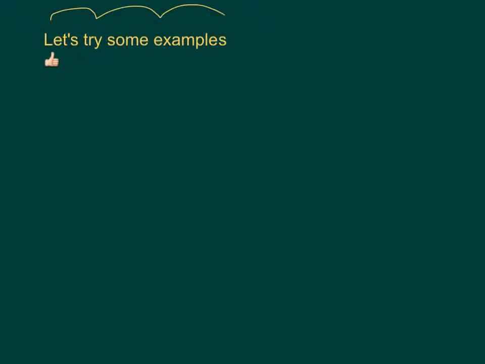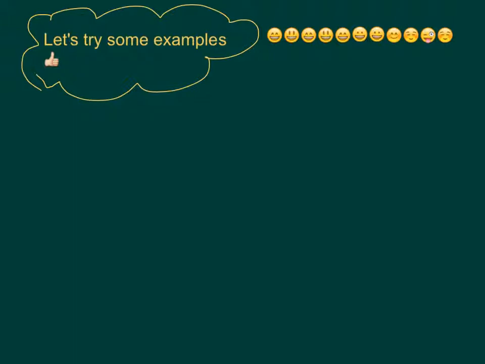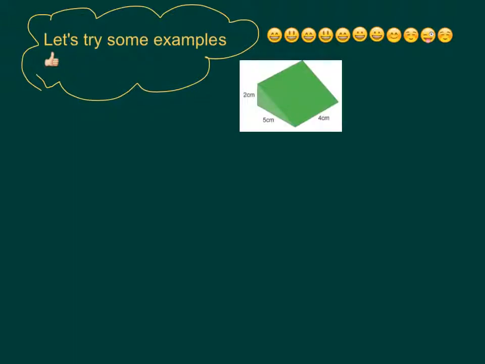So let's try some examples together. What is the volume of this triangular prism? Now, do you remember the formula that we had before? Oh, of course you do. It's the area of the cross section times the height.